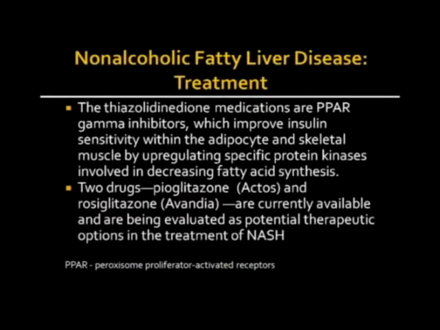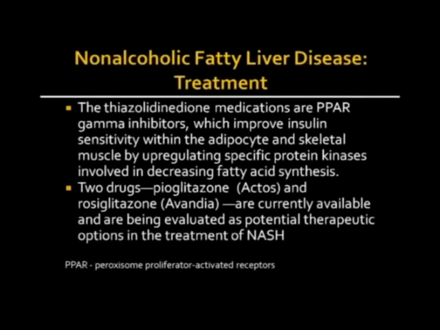The result, these drugs can improve what? Insulin sensitivity. So the result is good, right? The blood sugar will fall. Yes, peripheral blood sugar falls with the result of these drugs. Okay. Within the adipocyte and skeletal muscles. So that means the muscles can use sugar as energy. Okay, the fat cells can be burned by up-regulating specific protein kinases. Okay. So these are enzymes that are involved in transfers, involved in decreasing fatty acid synthesis.